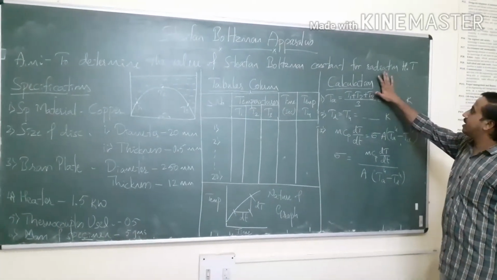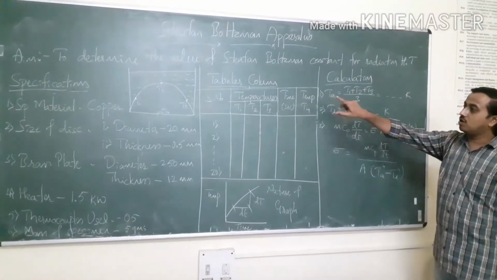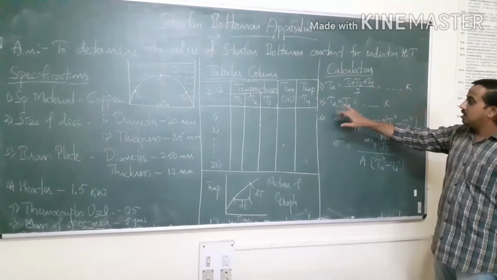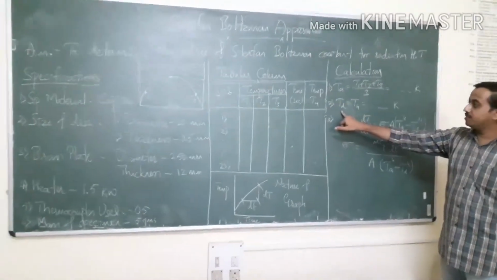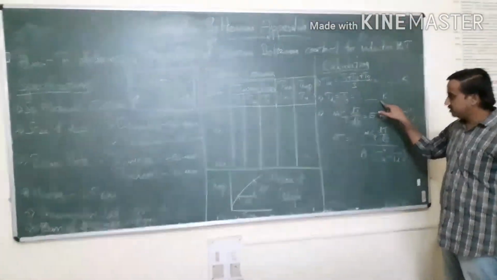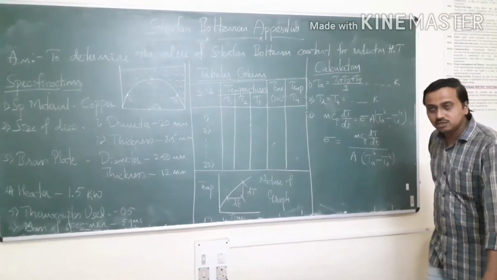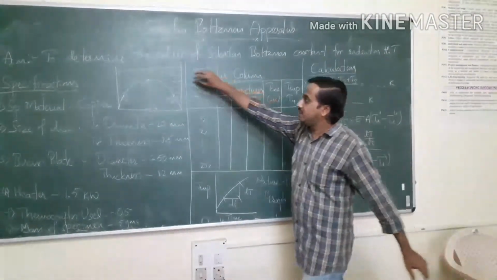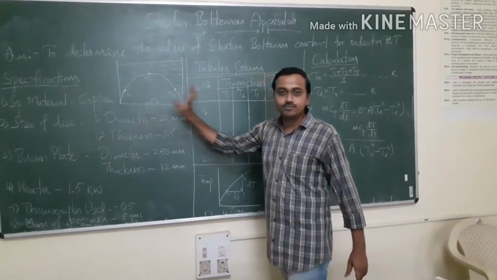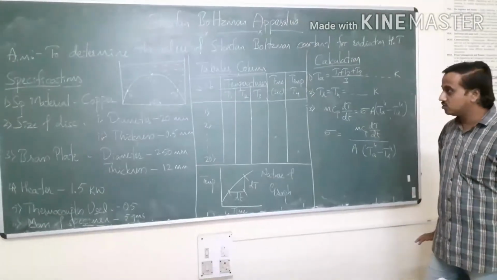Now the calculation part is very simple. We need to calculate the average temperature of T1, T2 and T3. That should be kept in Kelvin. T4 is nothing but the specimen temperature or the disc temperature. That should be kept in Kelvin. Then again we are using the conservation of energy. The energy or the heat that is dissipated from the water has all been absorbed by the test specimen. That is the assumption made: no loss of energy to the surroundings.